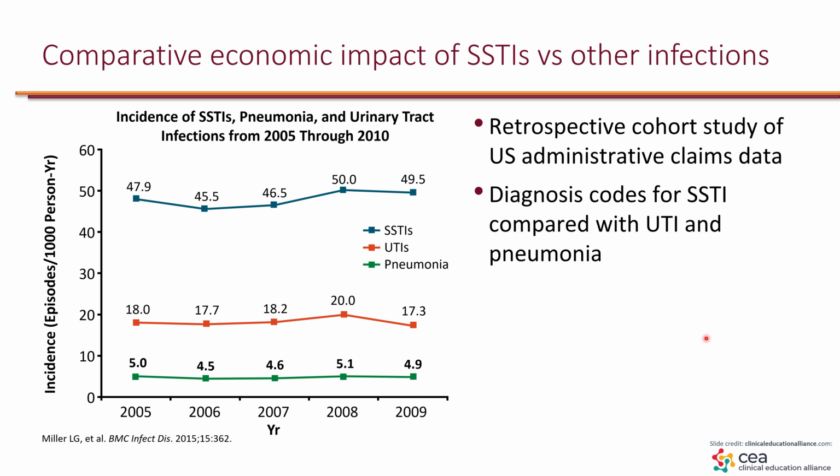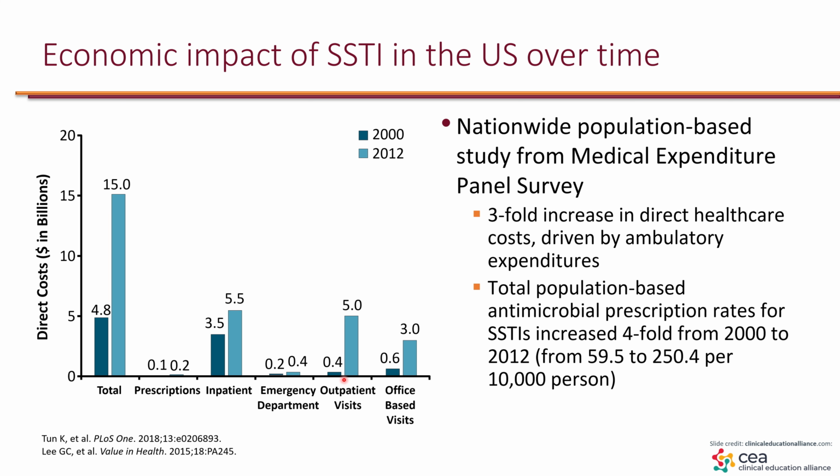In this retrospective cohort study of US administrative claim data, we can see that the incidence of skin and soft tissue infection is about 50 per 1,000 person years. And that is significantly higher than UTIs and pneumonia. And this high incidence leads to a huge economic impact.